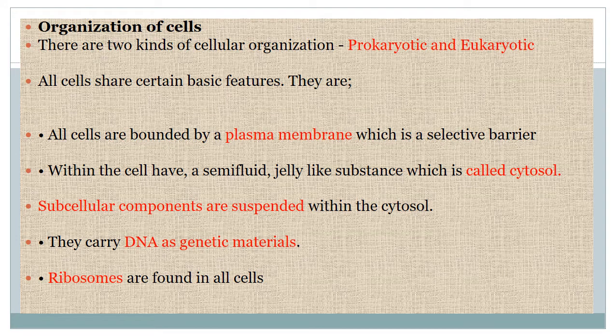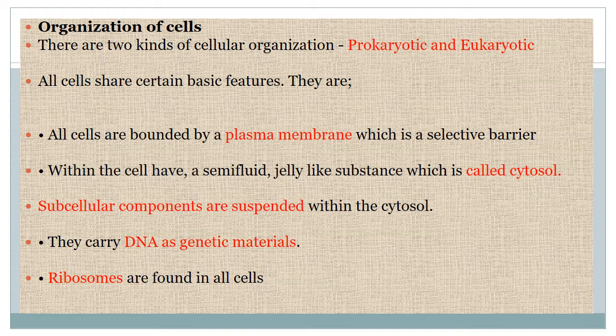Organization of cells. There are two kinds of cellular organization, prokaryotic and eukaryotic. So the major difference between prokaryotic and eukaryotic cells is the location of the DNA. In eukaryotic cells, DNA is located in the nucleus, which is a double membrane organelle, while in prokaryotes, the DNA is in a region not membrane enclosed. It is the nucleoid. So eukaryotic means true nucleus, while prokaryotic means before the nucleus.